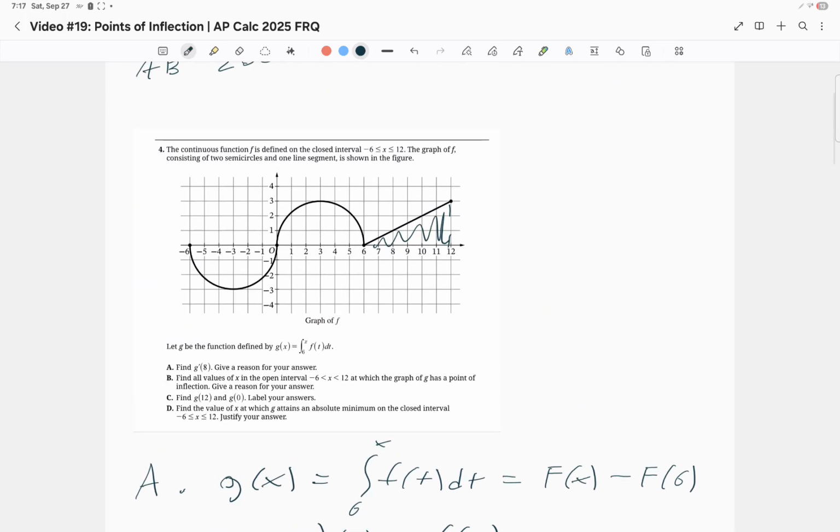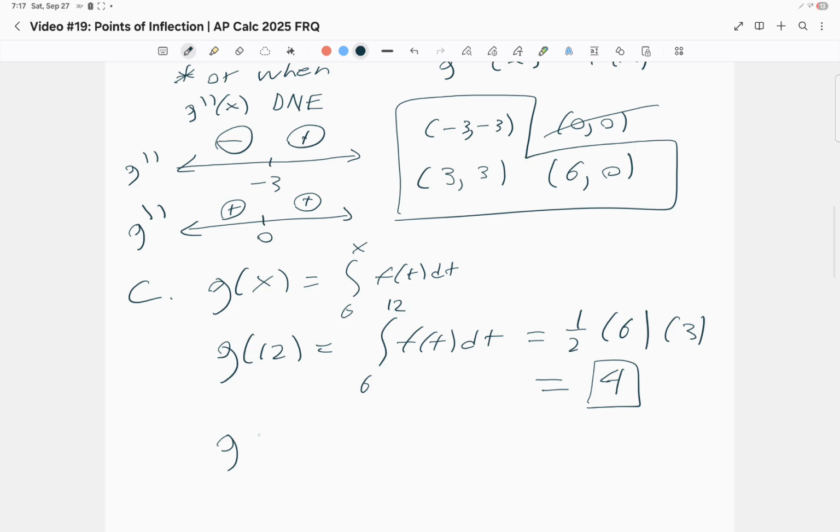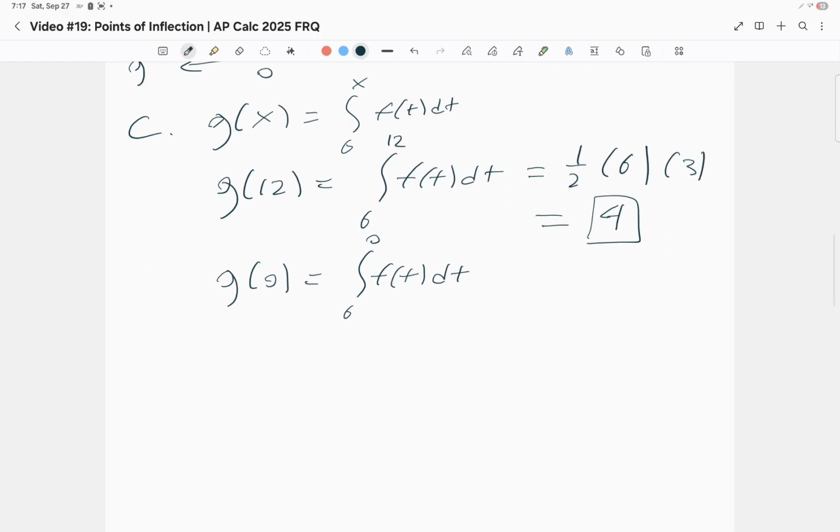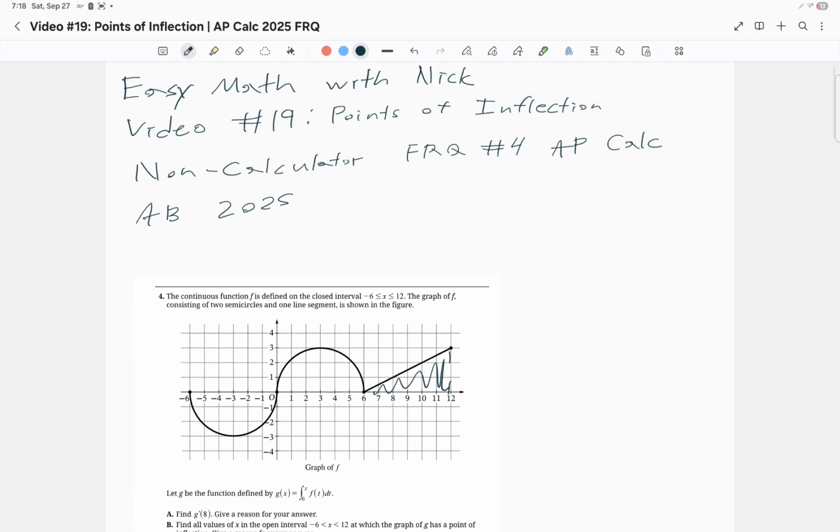Now they want g of 0. Isn't that interesting? Our lower limit is greater than our upper limit. Oh no, that's not good. Well, if you know your properties of integrals, you'll know that this equals the negative of the integral from 0 to 6 of f of t dt, because with the property of integrals, you can swap your limits, and that just adds a negative sign out front. So that's pretty nifty for us here.